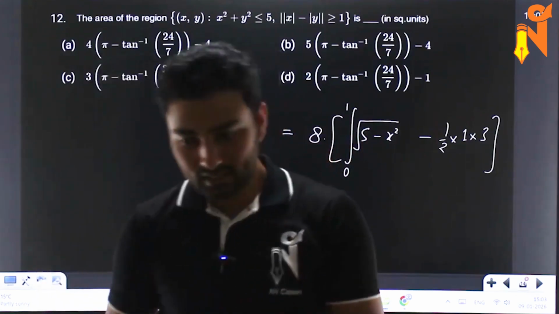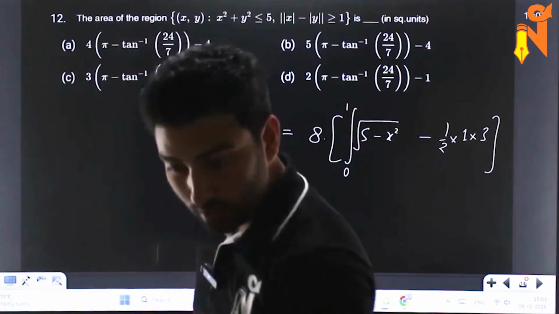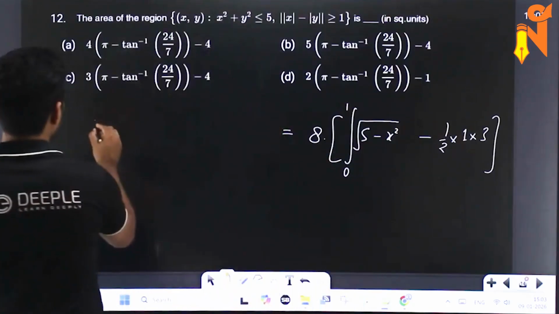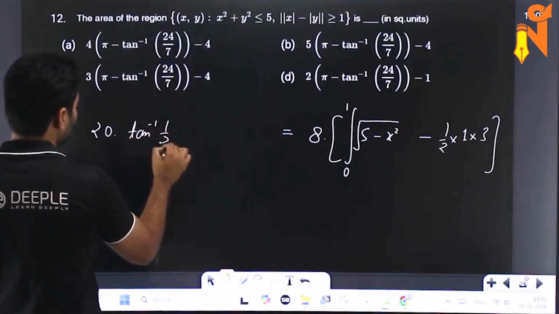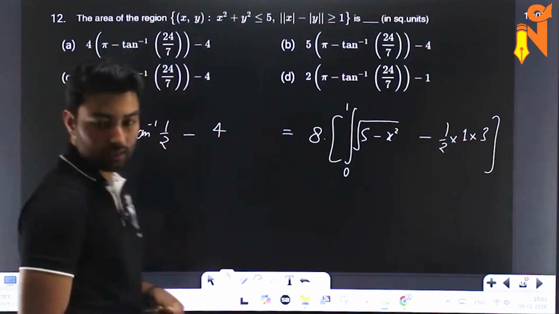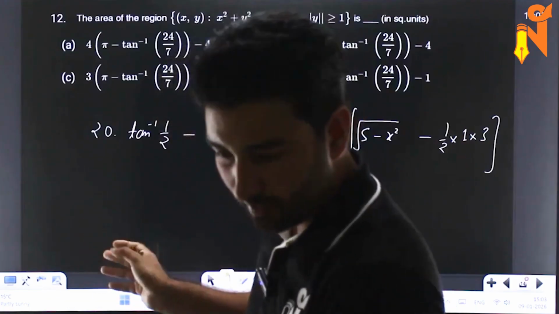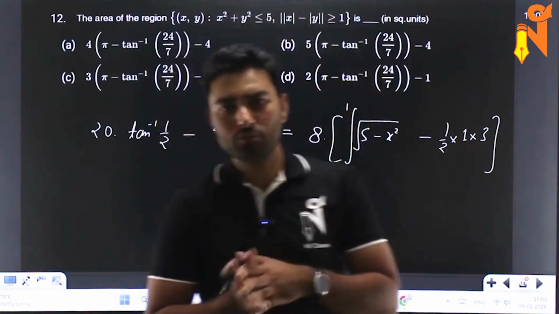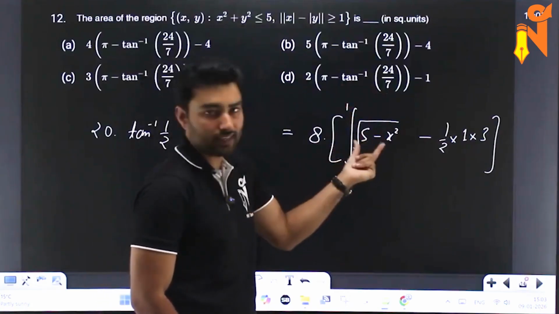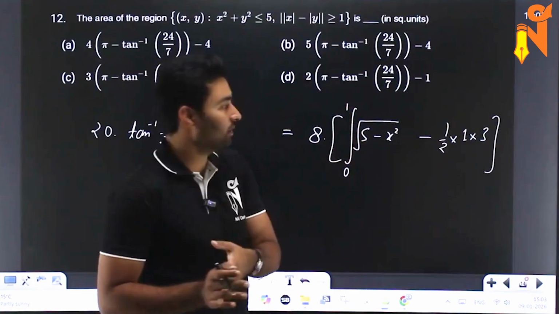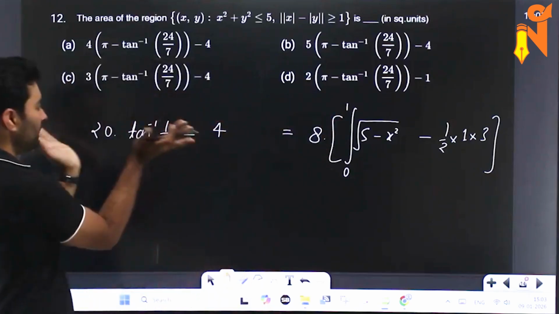So at the end you will get this expression, 20 times tan inverse 1 by 2 minus 4. Let me check again. 20 times, yeah. You will get this after applying the formula. Which formula? The formula is integration of root of a square minus x square. Please remember this formula. Then after putting the limit also, you will get this value.